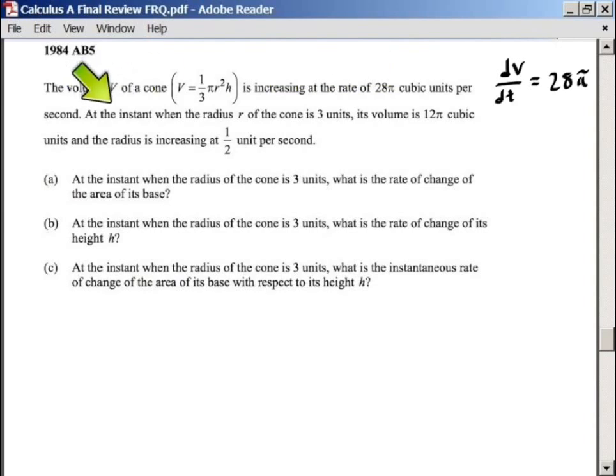So I know this is probably going to be a related rate problem. So that's the rate that the volume is increasing. It's increasing at a rate, so it's a positive rate. At the instant when the radius r of the cone is 3, so it's giving me another value. When I have a radius of 3, its volume is 12, so I'm going to write that.